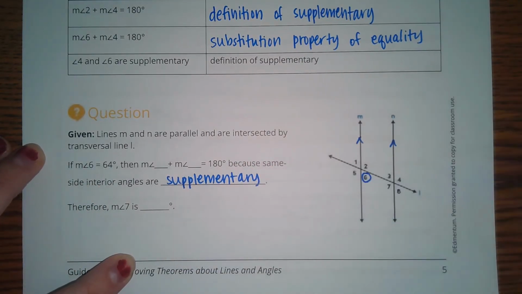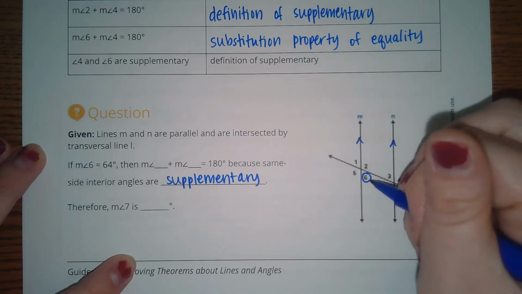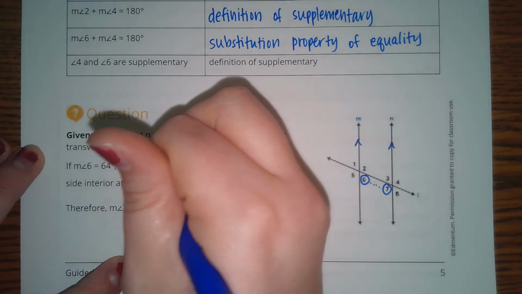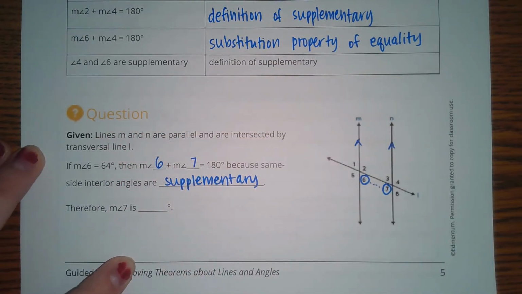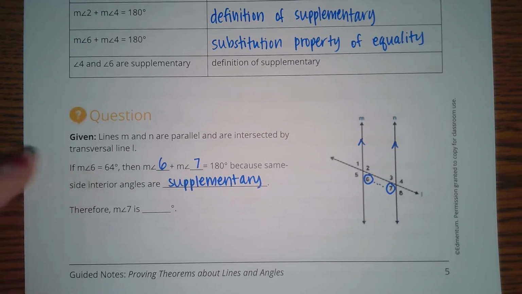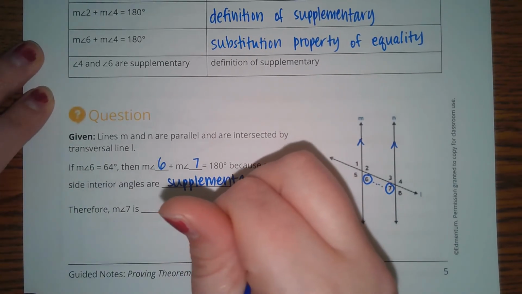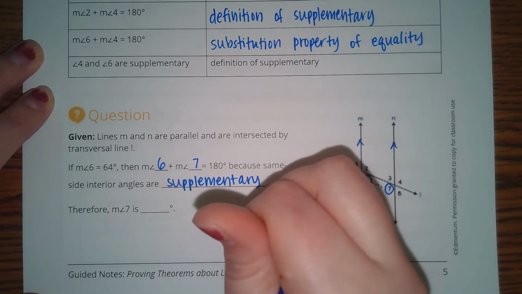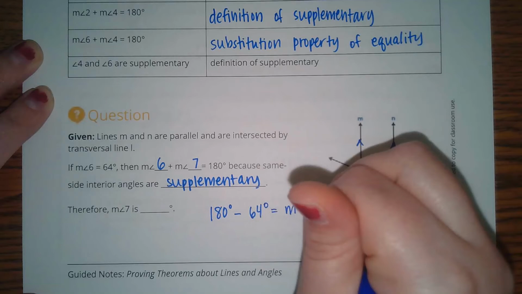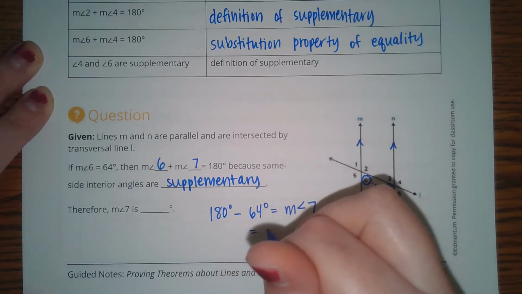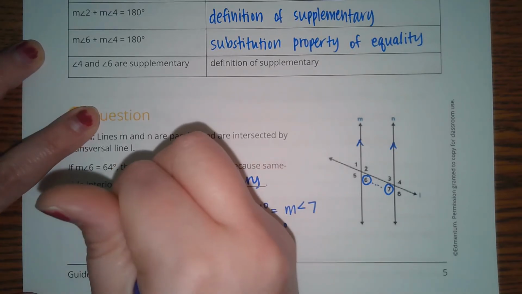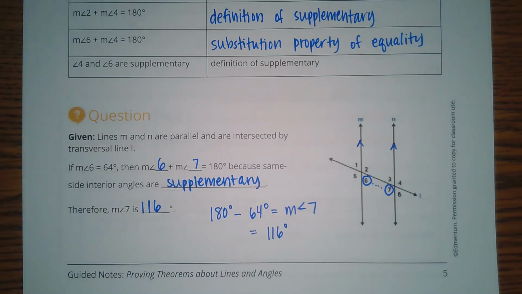If I'm looking at angle 6 here, well then I know that my same side interior angle is going to be this angle 7. So then that must mean that the measure of angle 6 plus the measure of angle 7 is 180 degrees. And if my measure of angle 6 is 64 degrees, that means that I can take 180 degrees minus the measure of angle 6, and I will get the measure of angle 7. In this case, that would be 116 degrees. So then I will say that the measure of angle 7 is 116 degrees.